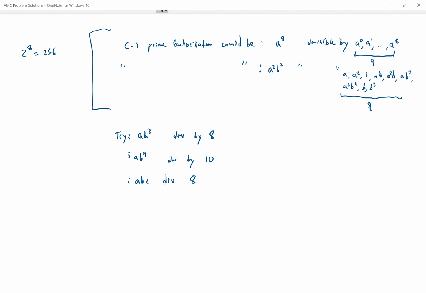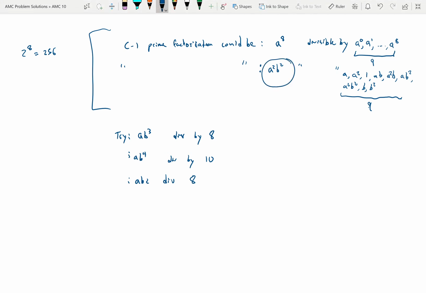That's a pretty big number. I highly doubt that Chloe is 256 years old. So the prime factorization that we're going to go with has got to be a squared b squared. So we now know that c minus 1 is equal to a squared b squared. Notice that a squared b squared can be written as (ab) squared. That means it's a perfect square.